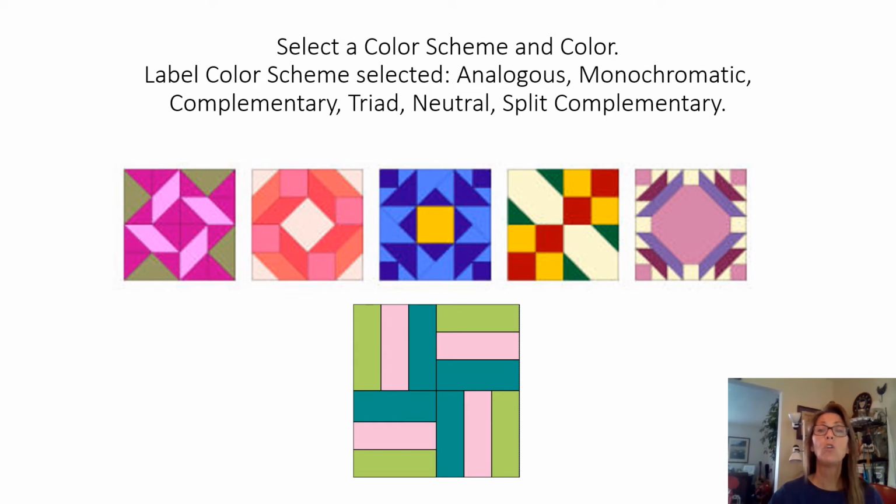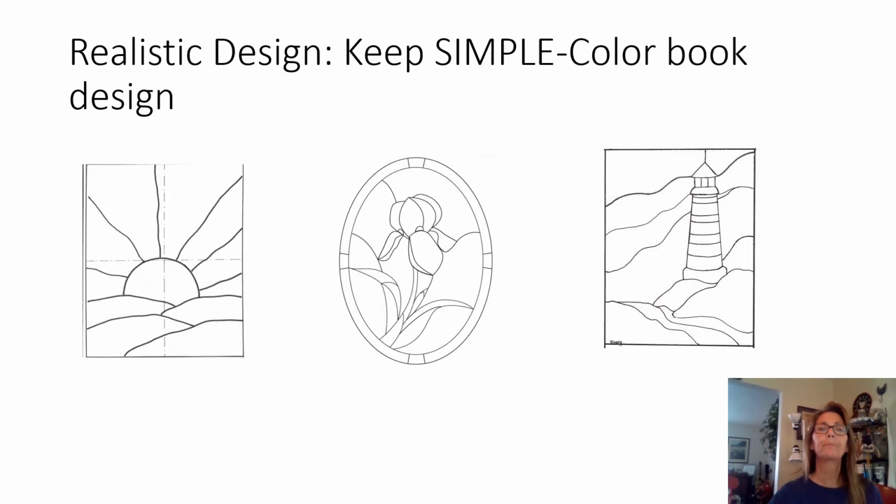You should know the definitions of all these words: analogous, monochromatic, complementary, triad, neutral, split complementary. If you don't, you need to go get your background knowledge and some old notes and look them up, all right? Because I'm going to go on the assumption that you do know what these mean.